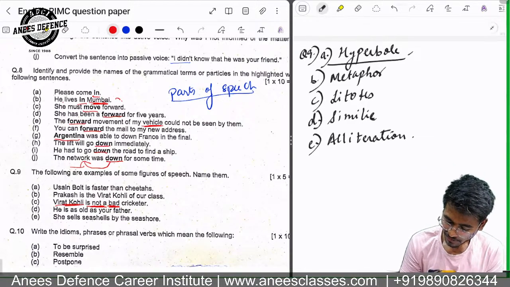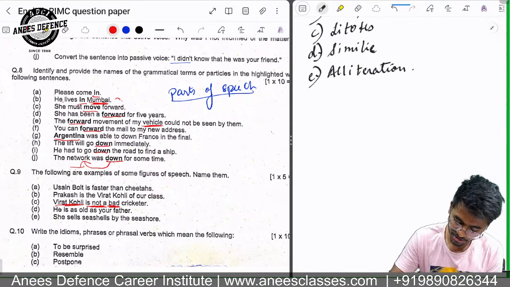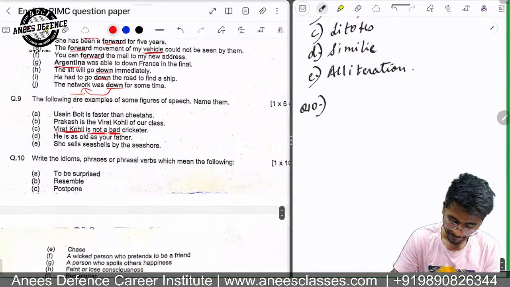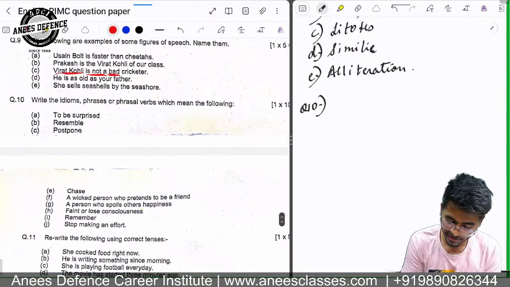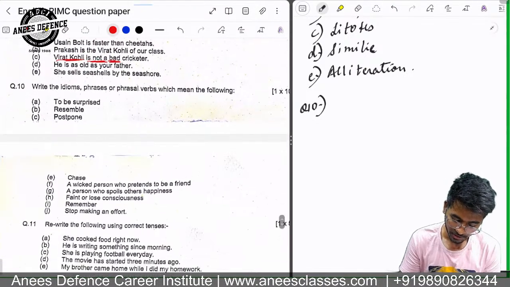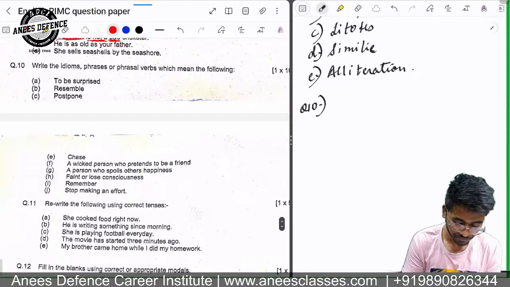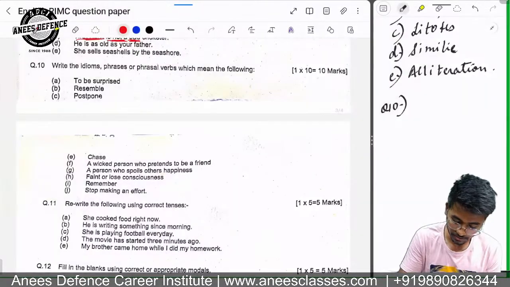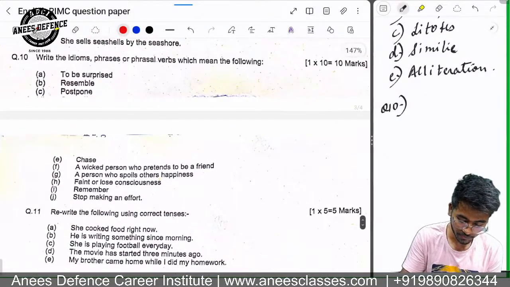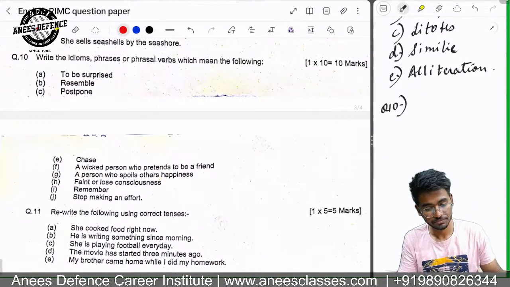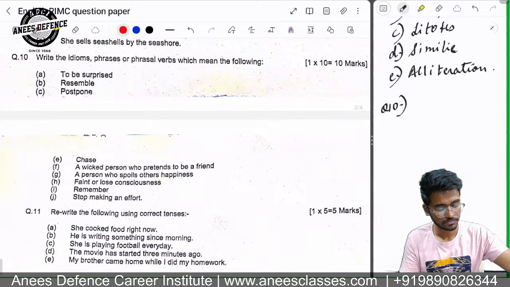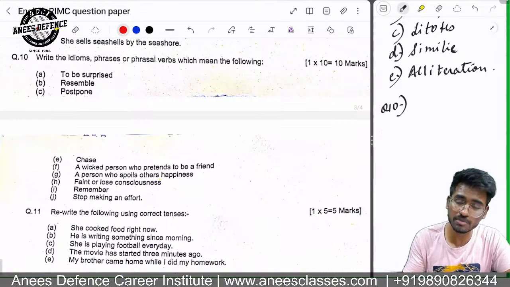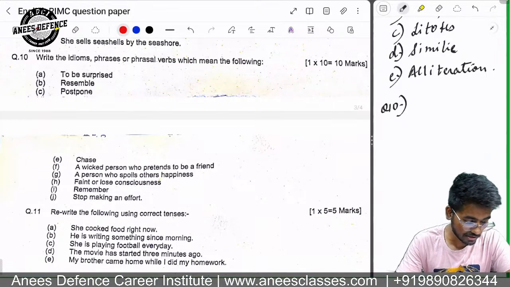Okay. We'll move towards the next question. That is question number 10. If you have attempted this, then you'll get full marks. Write the idioms, phrases, or phrasal verbs which mean the following. Okay. Now we have certain things over here. I'll just write here only for you, so that it would be very easy for us. To be surprised, you can write idioms, phrases, or some phrasal verbs also.